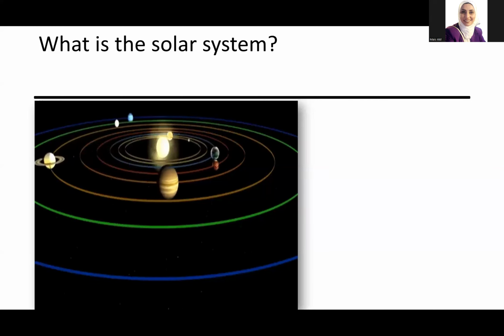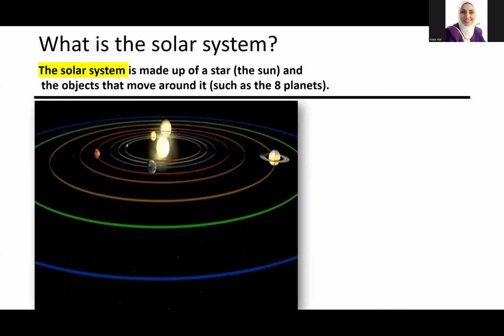As you see here in this picture, there is the sun, and the sun is a star. And there are objects traveling around the sun. And you can see the Earth is one of them. So, the Earth is a planet, and also those objects are planets. So, this is what makes up the solar system.